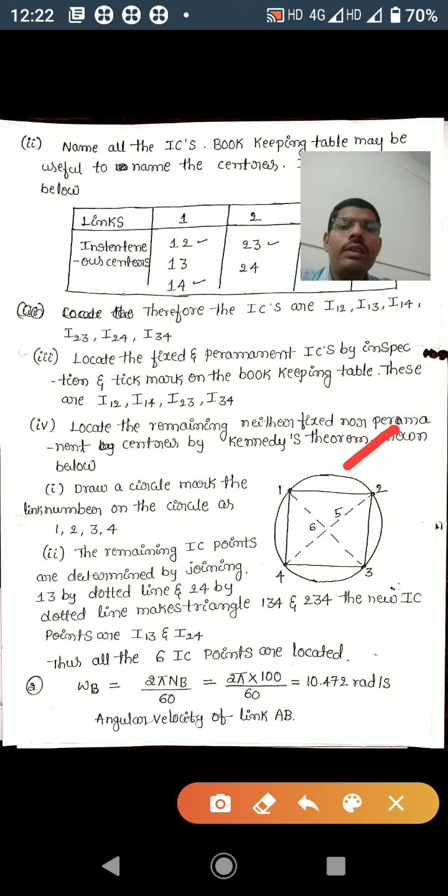For that, what you have to do? You have to join 1-3 and you have to join 2-4. It will make a triangle. It is a very important concept. It has to make a triangle. If you have more than 4 links, you will get more triangles. Here in the 4 bar mechanism, we have only 4 links, so you will get only 2 triangles.